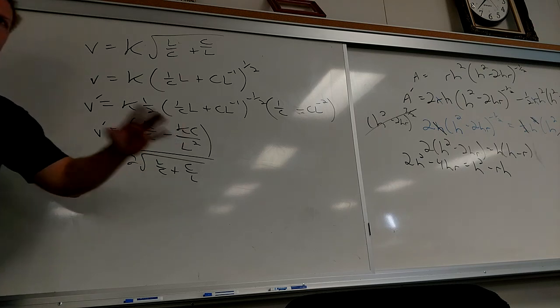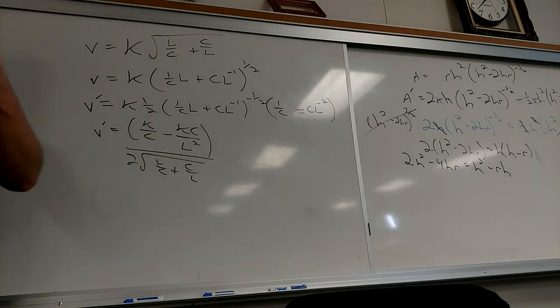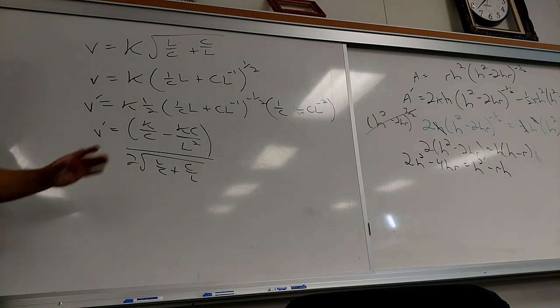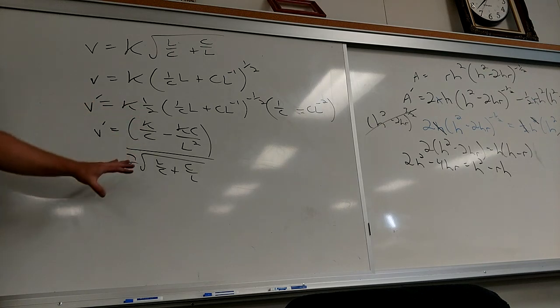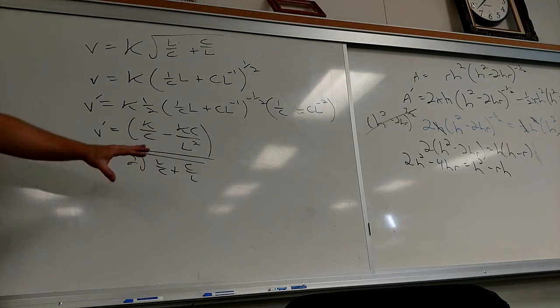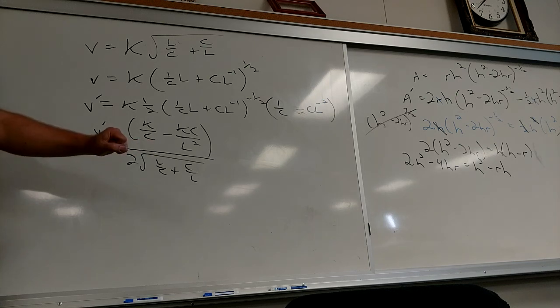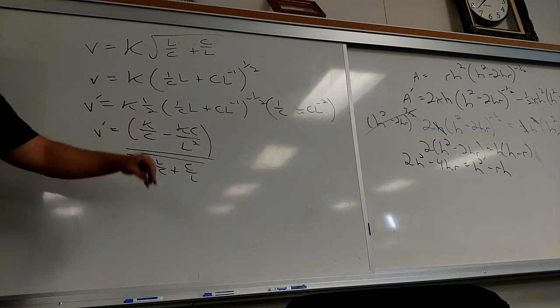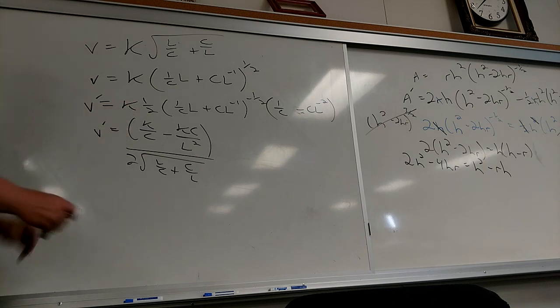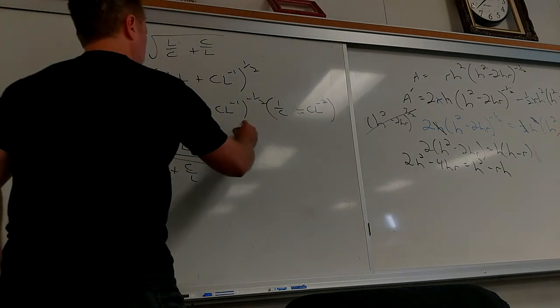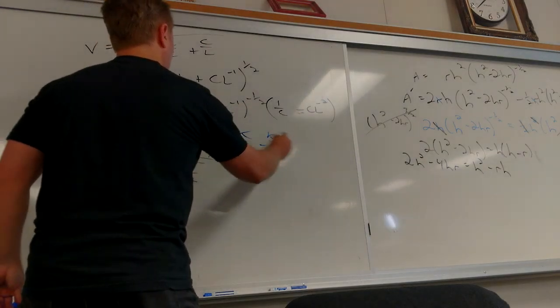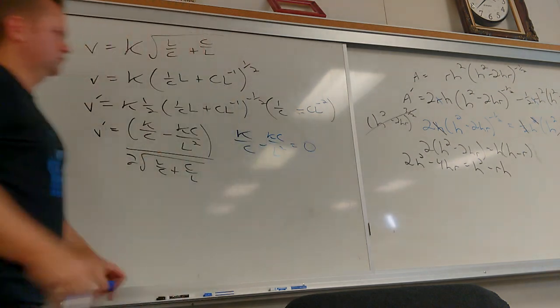So where do critical numbers come from, in general? Where it's 0. So how would I figure out where this derivative is 0? What's the only way a fraction could be 0? If the top is 0. So one place I'm going to get critical numbers from is K over C minus KC over L squared equals 0.